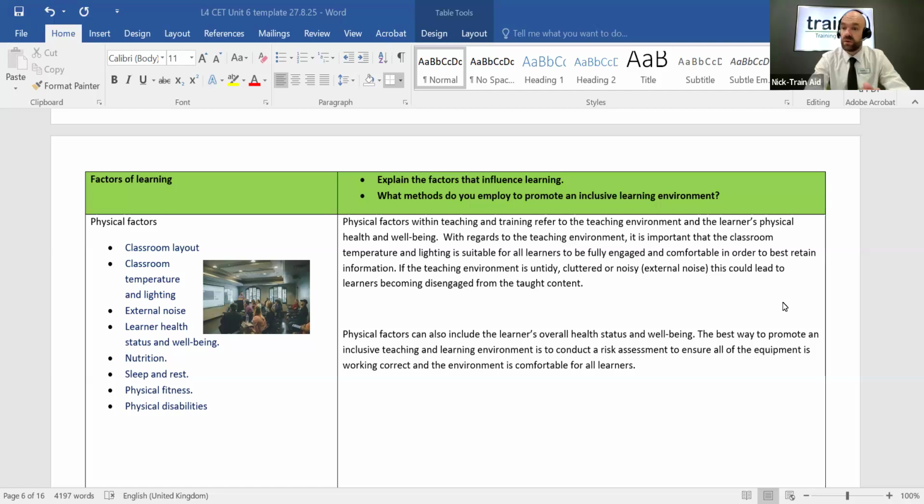That's very much it for the physical factors. It's all to do with the learner's physical makeup and also the classroom environment. So write a paragraph summarizing what physical factors mean, and if there are any ways in which you employ to support the physical factors, please do describe that.